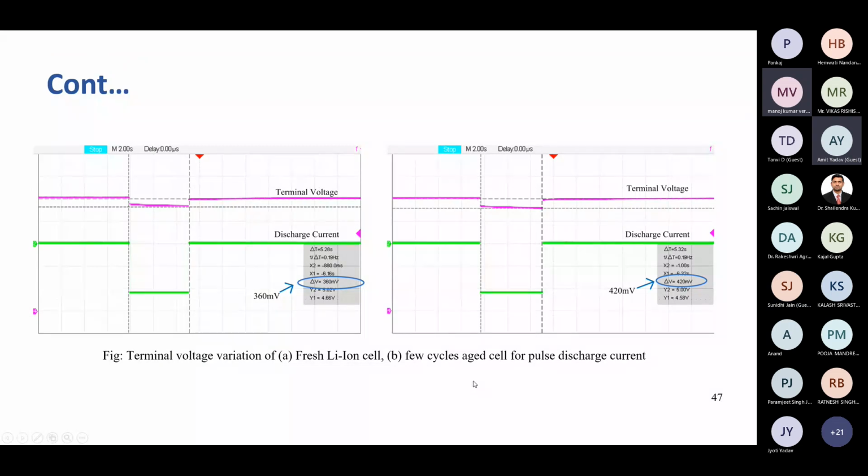And the same we have tested in the lab with the characteristics, and we found we are estimating the delta V, which is 360 millivolt. And for a few aged cycle battery, we are estimating a delta V of 420 millivolt here. So the terminal voltage we are estimating, and also the charging current and discharging current.